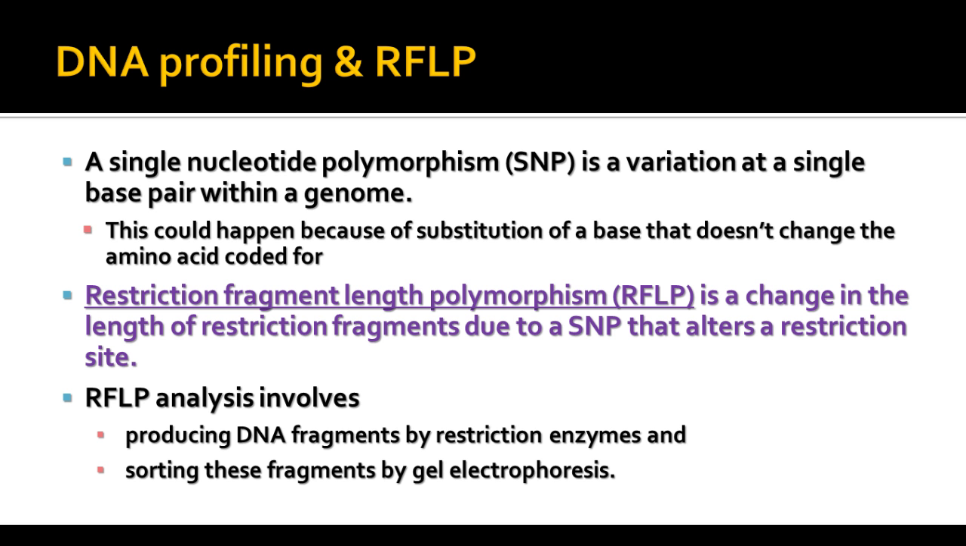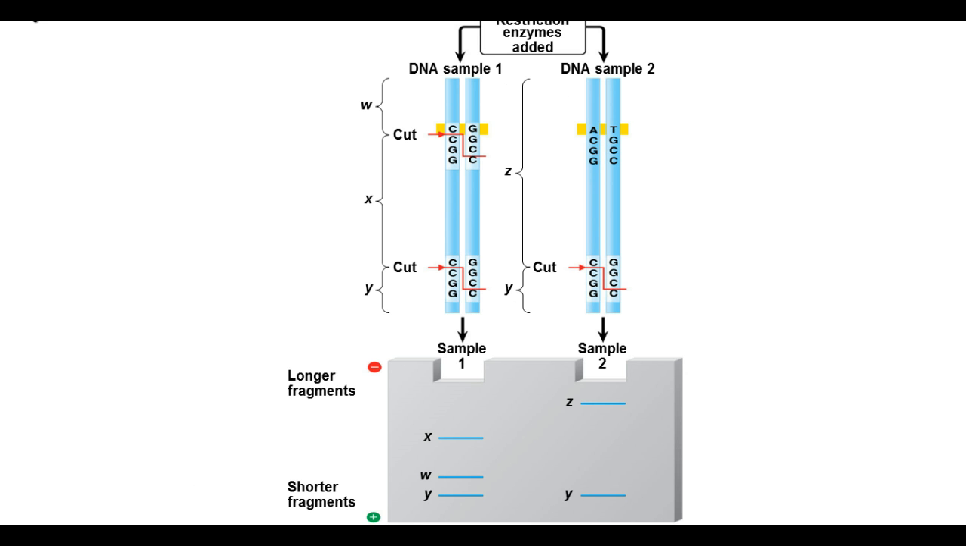It involves making the fragments, of course, with the restriction enzymes, and then we're going to sort them out again by gel electrophoresis. So here we have our restriction enzymes added to our samples. We've got the two different samples of DNA. We've had a change here at this first base pair.